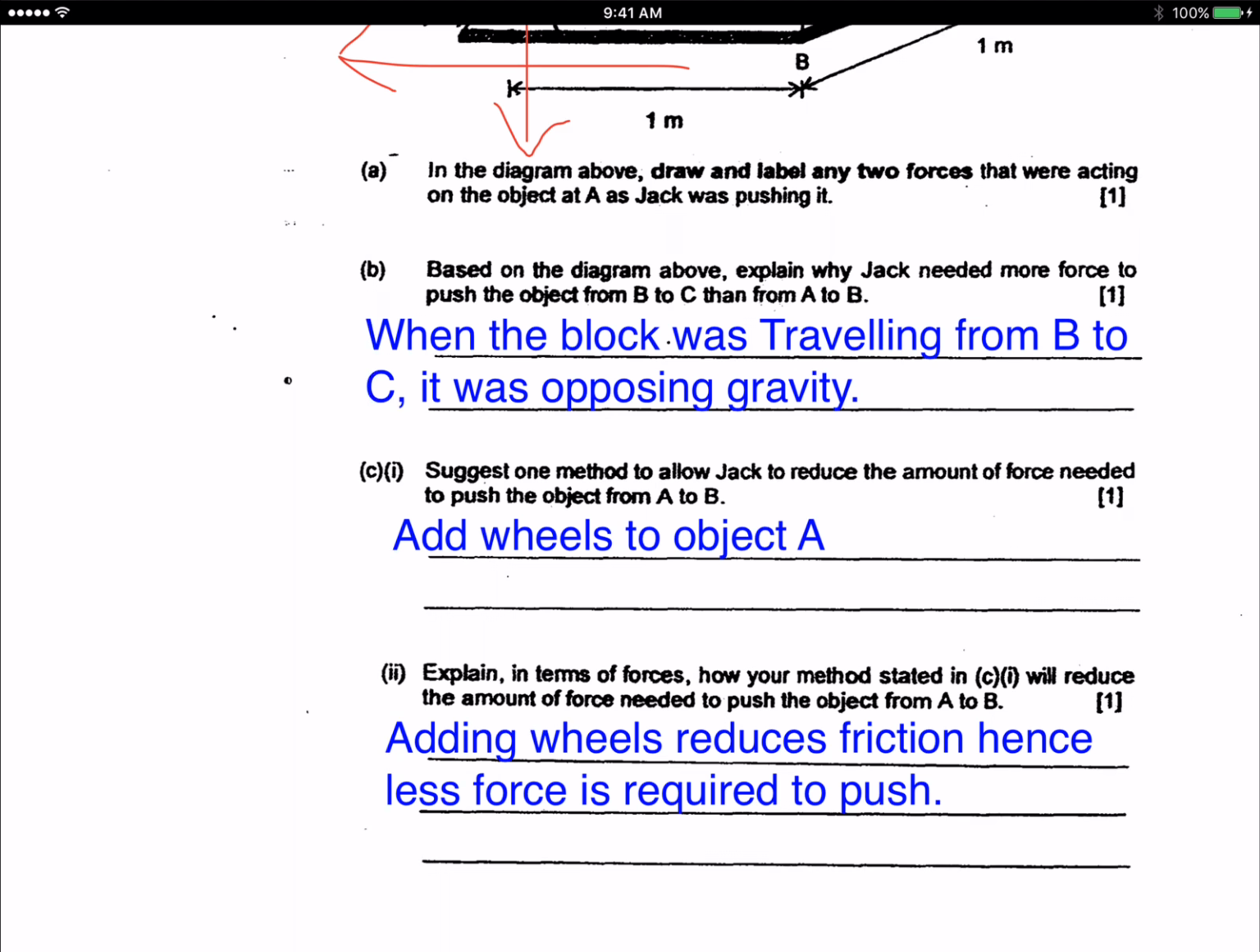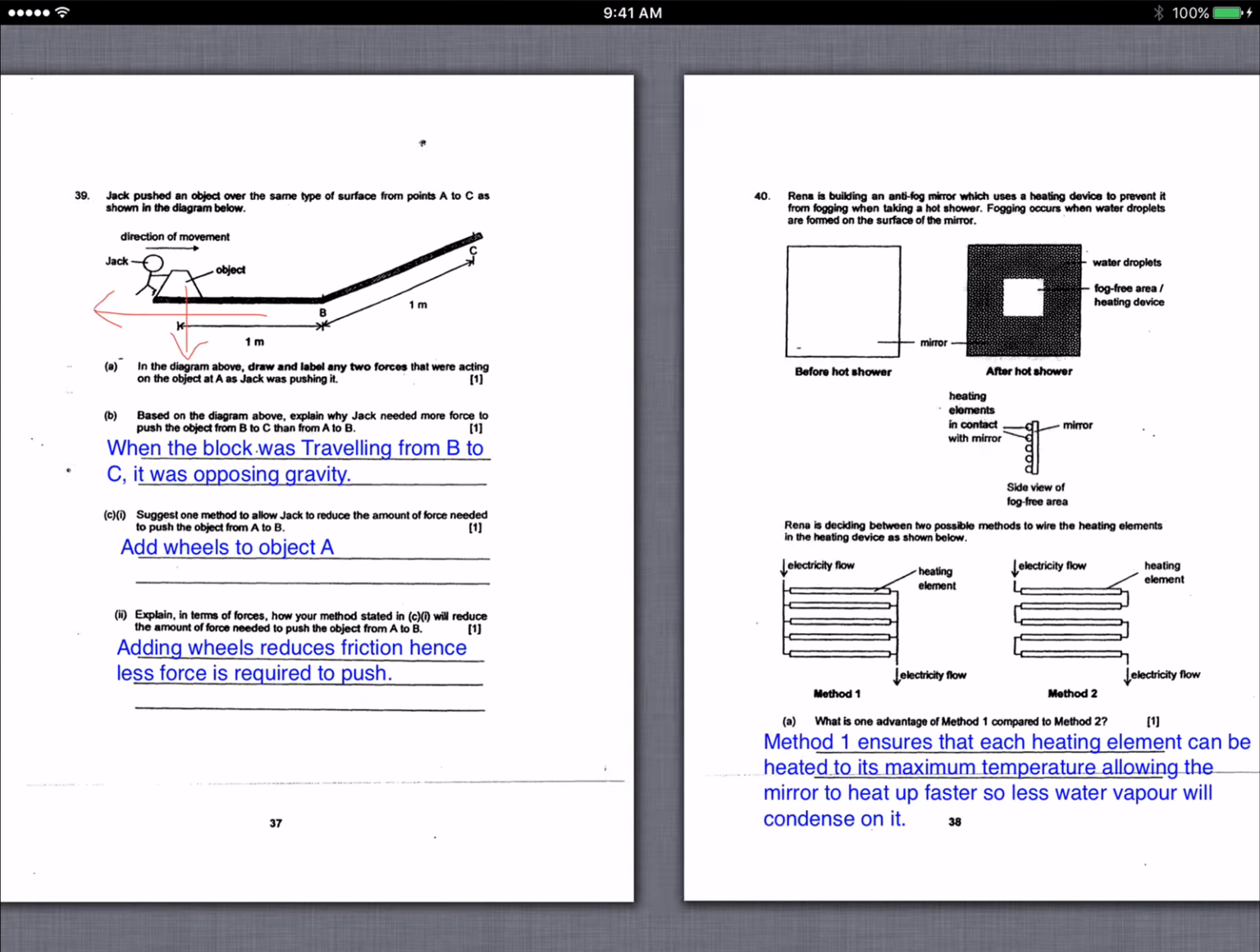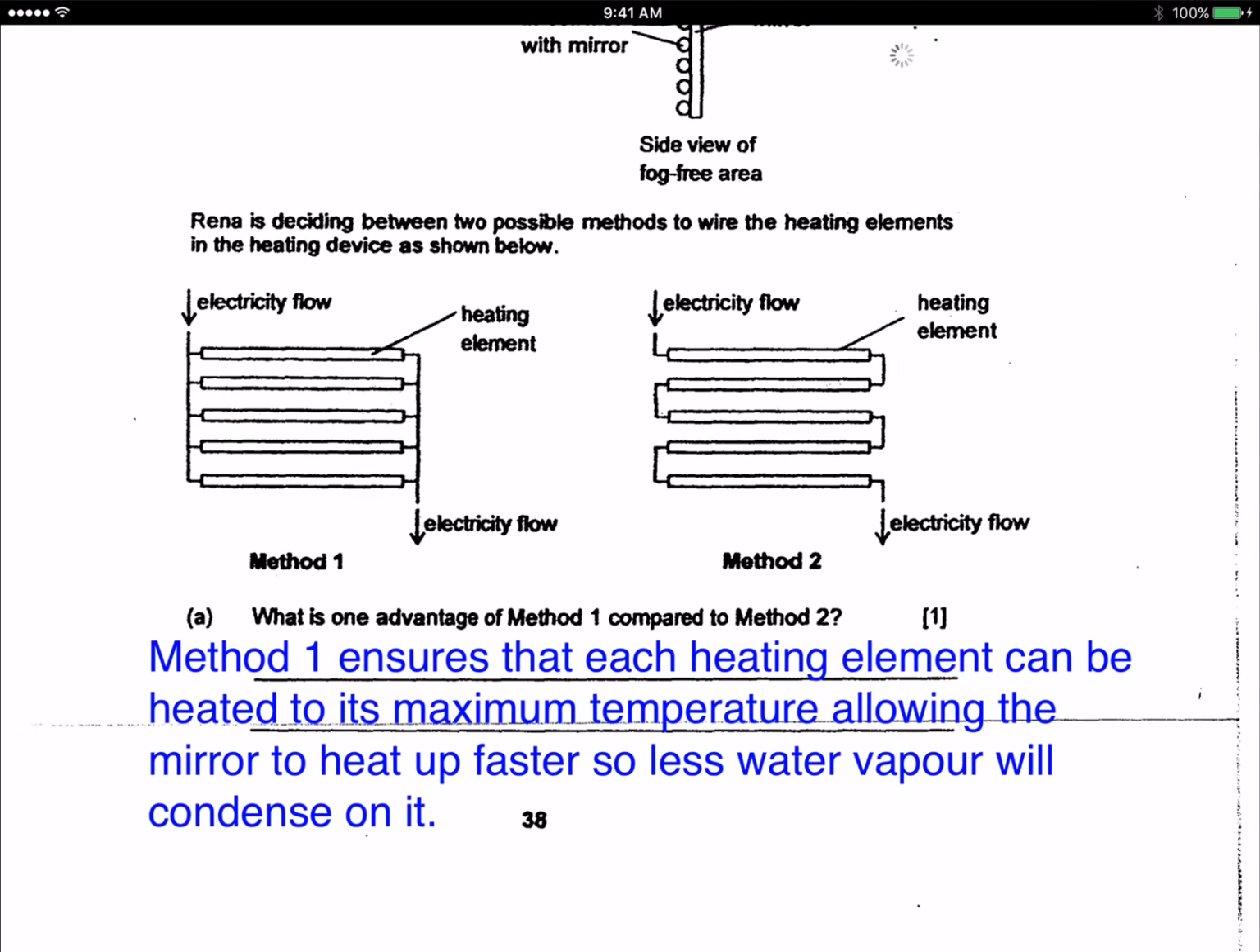Friction produces heat. Ready? Next. Well, I'm very cold and hungry. Okay, next one.